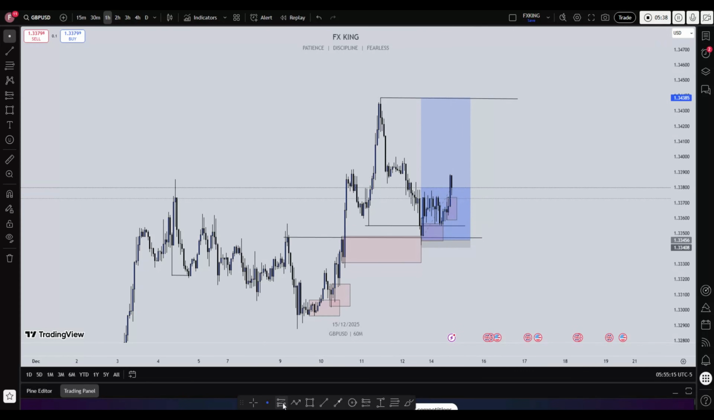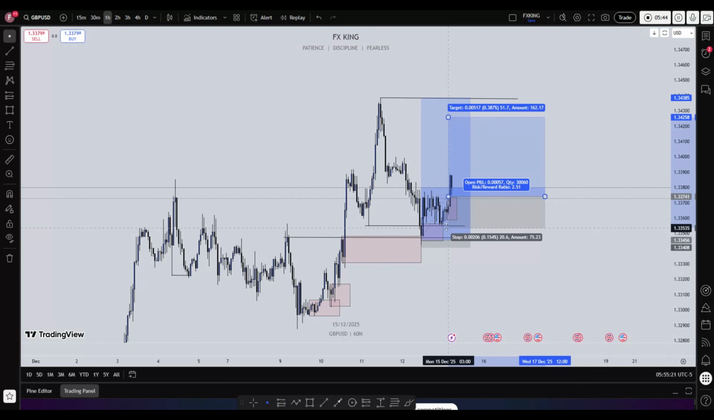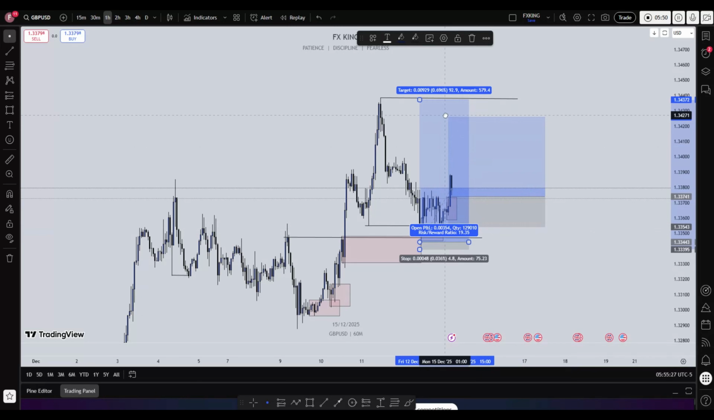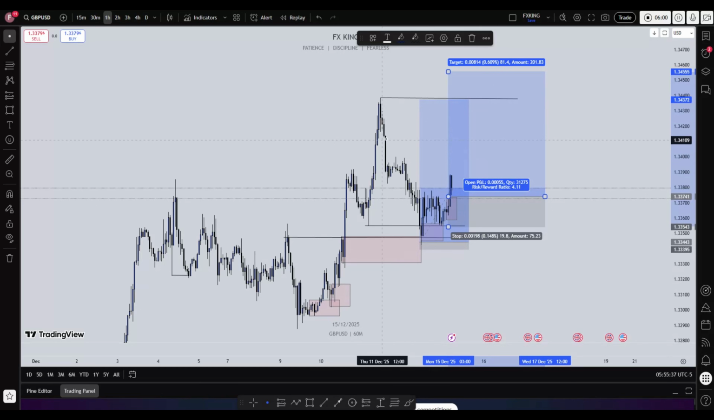Let's see. If you get an entry at this zone, put your stop loss safely down here. That's a 1:2. Sorry, I was not supposed to move this. Okay, that is a 1:3.8 something, and you can still extend because after the market breaks above this high, we are still expecting it to push up. So that is a trade.